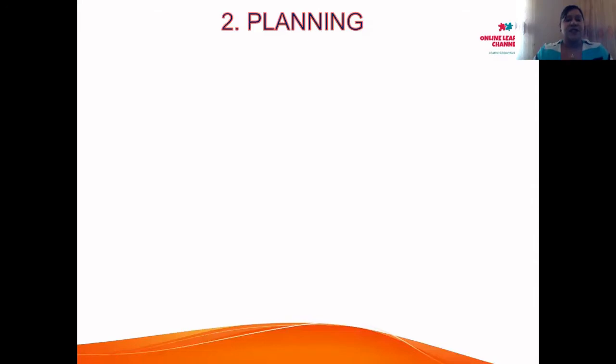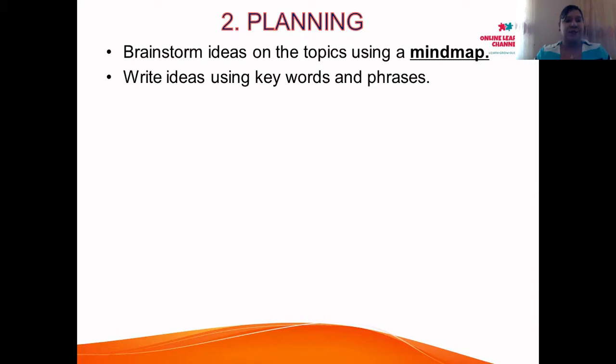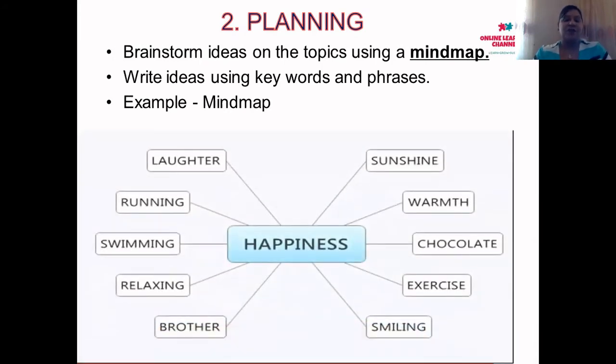So we go to the second element of our process of writing, which is planning. Planning comes into play after you've decided everything in pre-writing. You then start brainstorming your ideas on the topic using a mind map. Write your ideas using keywords and phrases. An example of a mind map. For example, if you chose the topic happiness, you would then put the topic in the middle of the mind map and have these little rays coming out of your central point.